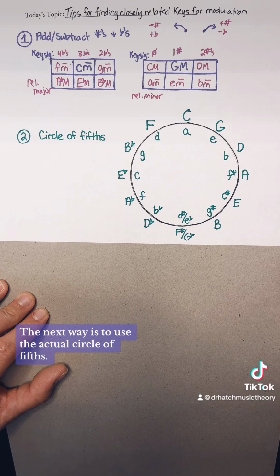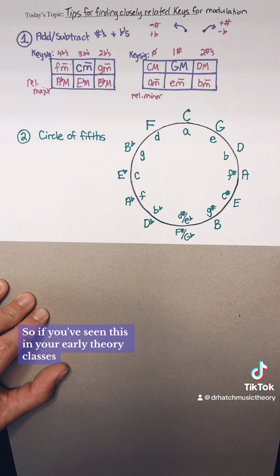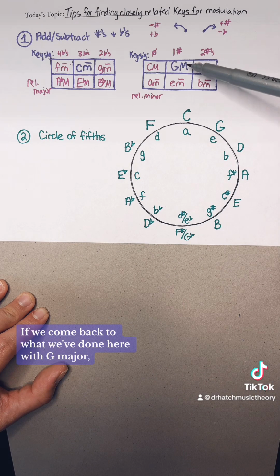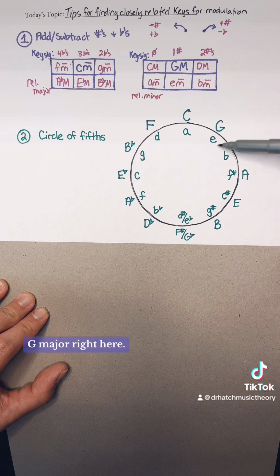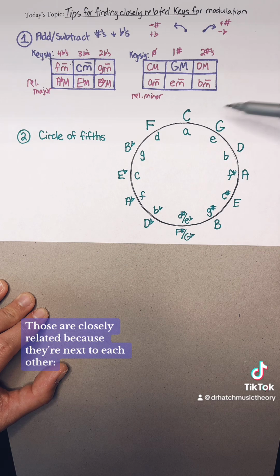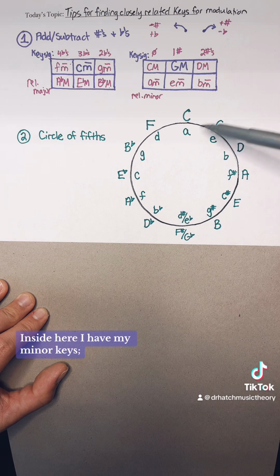The next way is to use the actual circle of fifths. So if you've seen this in your early theory classes, this can help you now. It can be a tool. If we come back to what we've done here with G major right here, if I go one direction this way, I get C. If I go one direction this way, I get D. Those are closely related because they're next to each other. They're related by fifths. Inside here, I have my minor keys.